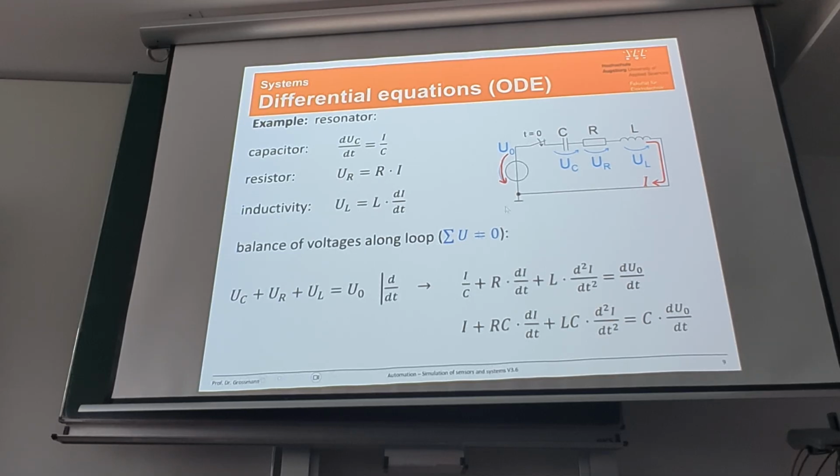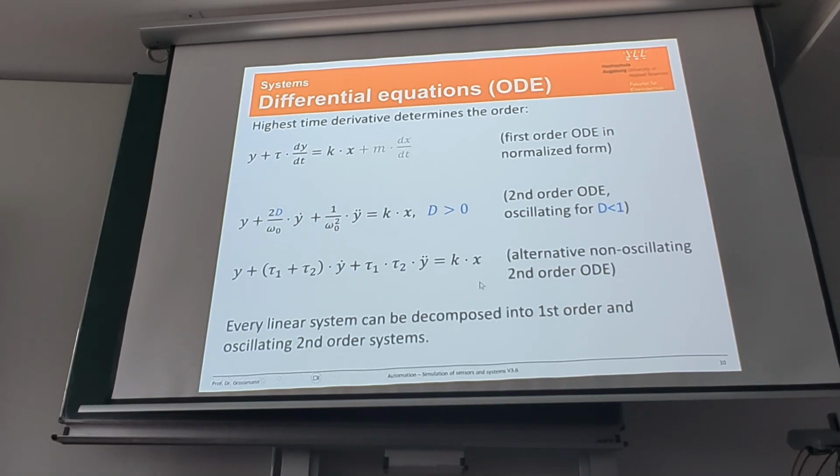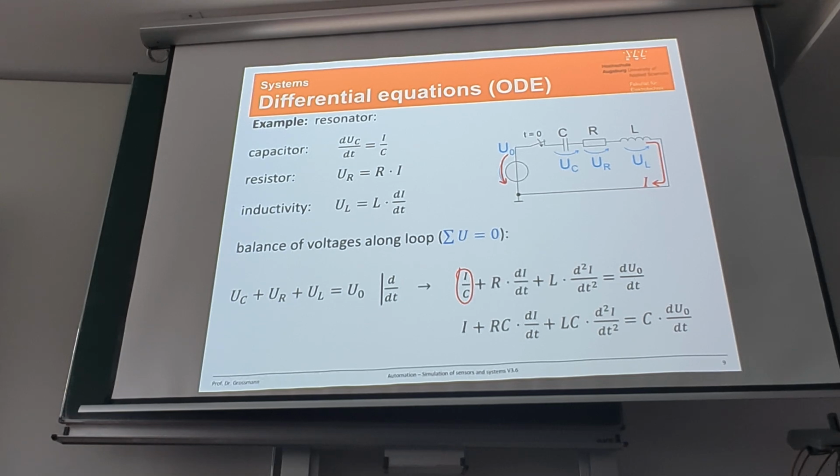To make it easier, let's build the derivative of this equation. So then we have first the term, the derivative of UC at the capacitor. We can replace this with the current divided by C. So that's the first one. The second one, also a derivative of UR, is then R times the derivative of the current. That's the second one. And the last one, we have not UL, we have the first derivative of UL, but that's already the second derivative of the current.